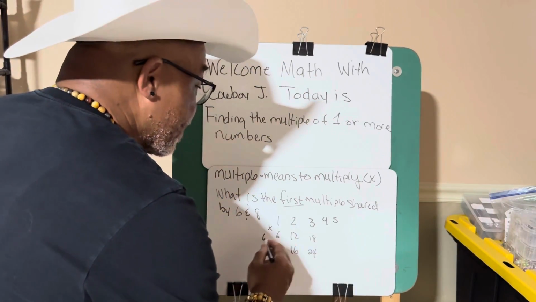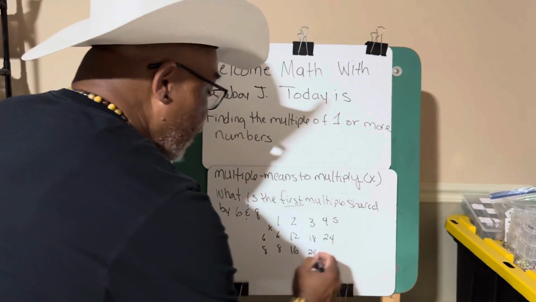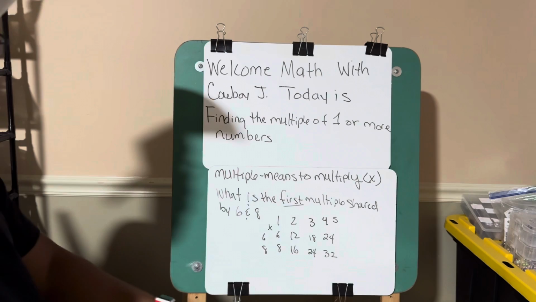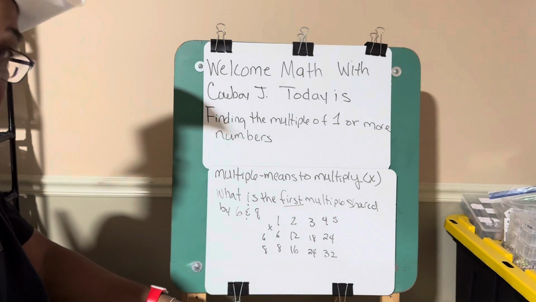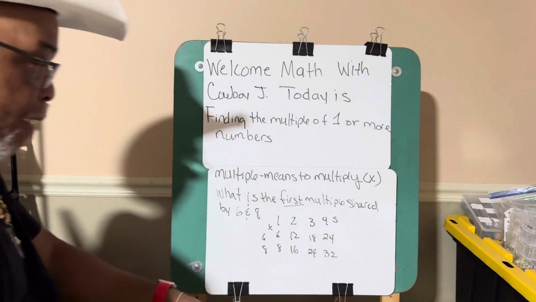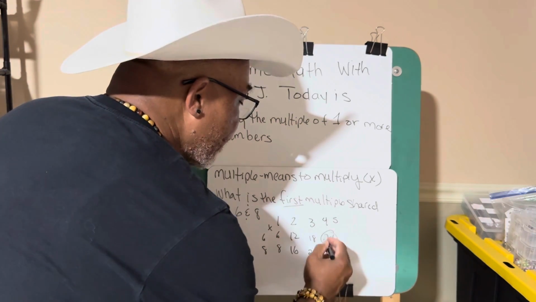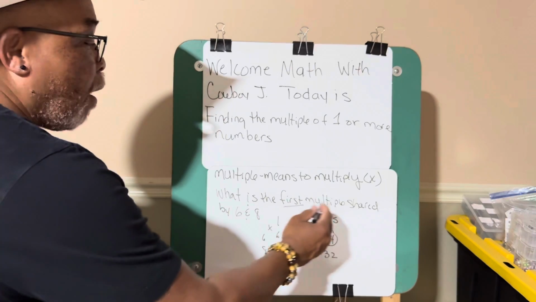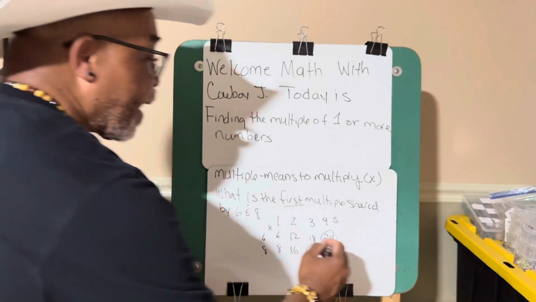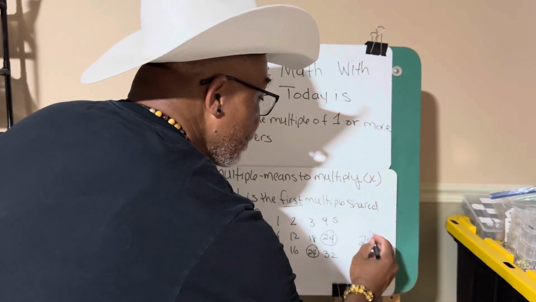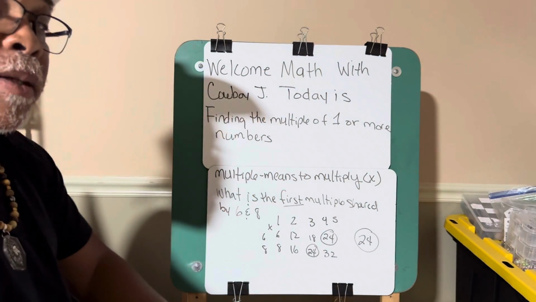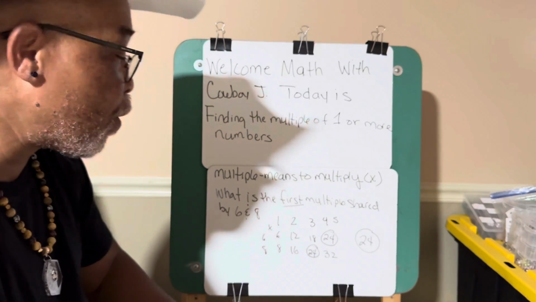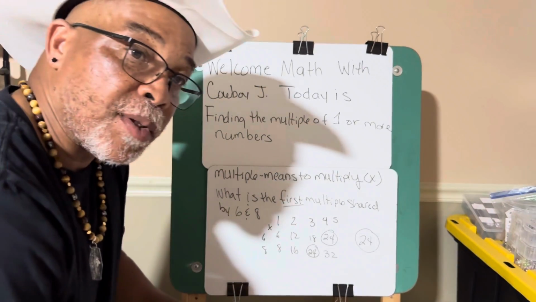So we continue. 6 times 4 is 24. 8 times 4 is 32. Does anybody see a match? I heard somebody say 24 and 24. That is correct. So the first multiple shared by 6 and 8 would be 24. Now, do they share other multiples? Yes. But right now, we only want the first multiple that they share.